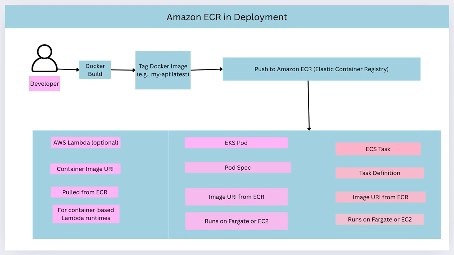So to recap, use ECS if you want simple AWS native orchestration. Use EKS if you need the power and flexibility of Kubernetes. Use Fargate to avoid managing infrastructure altogether. And use ECR to store and serve your container images securely. Match the right tool to your team's expertise, workload, complexity, and operational needs.